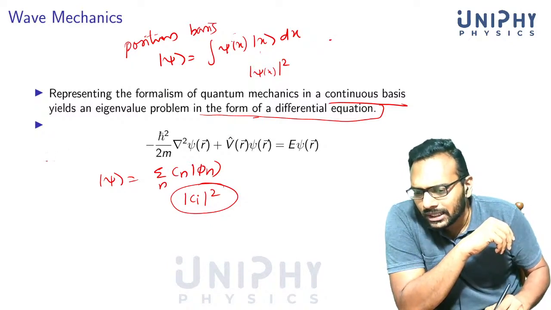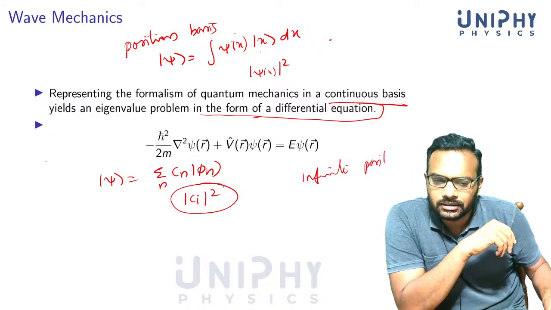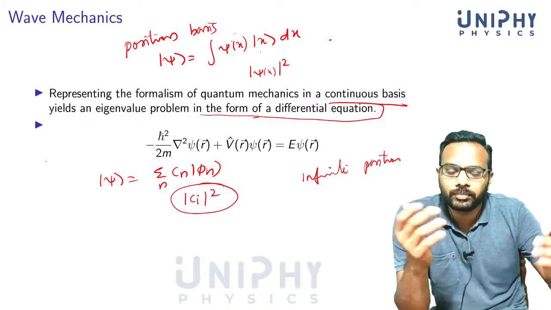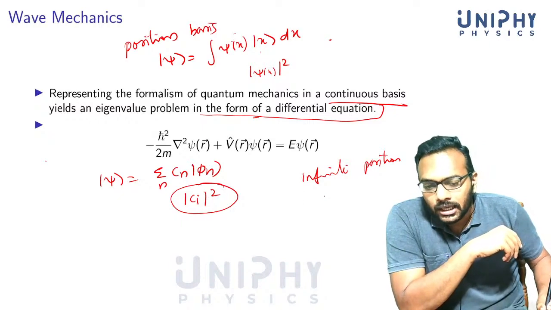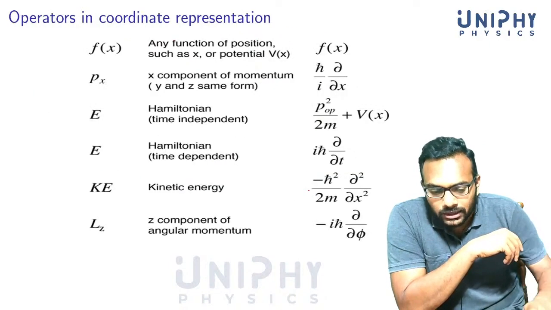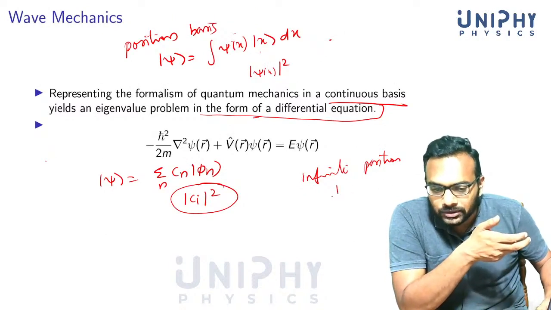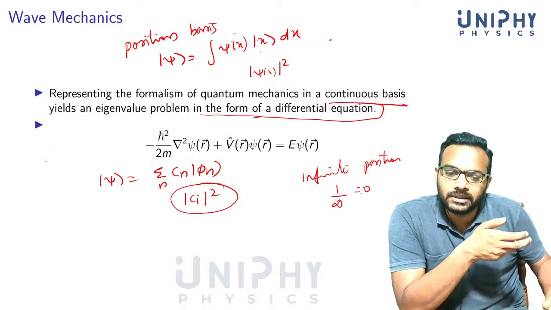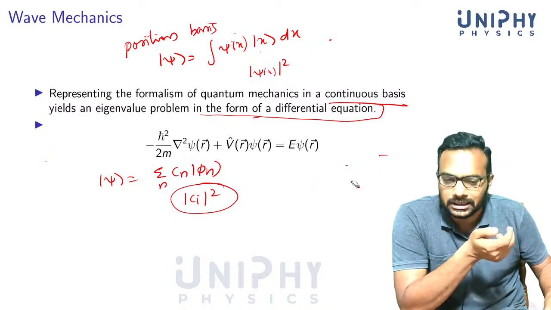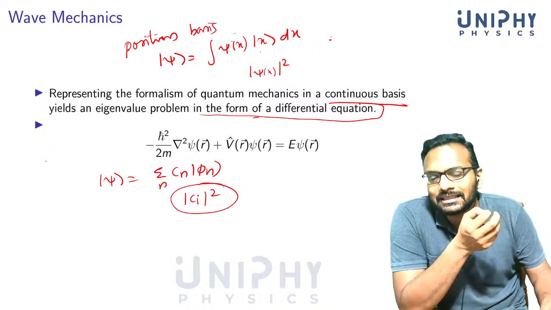Suppose there are infinite positions. We know that there are infinite positions because space is continuous. There are an infinite number of points in space. Now, if you want to find the probability at any one given particular point, because there are infinite positions, the probability would be 1 by infinity, which is 0, right? So because position is continuous, we cannot really talk about finding the particle in an exact spot.